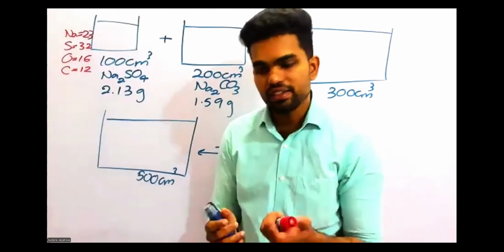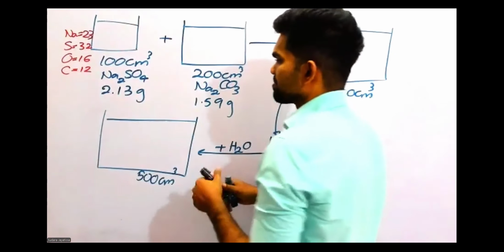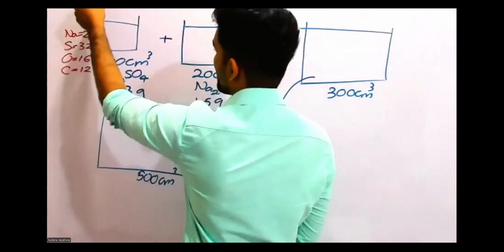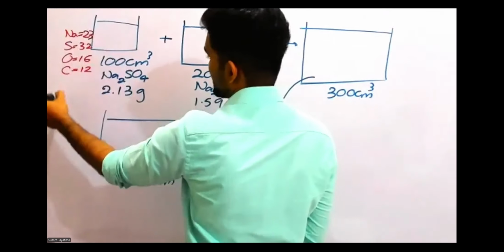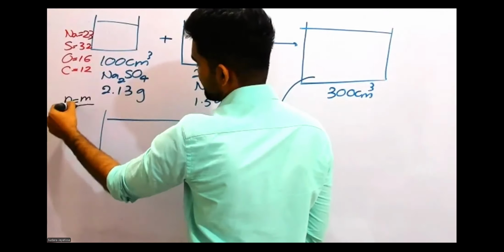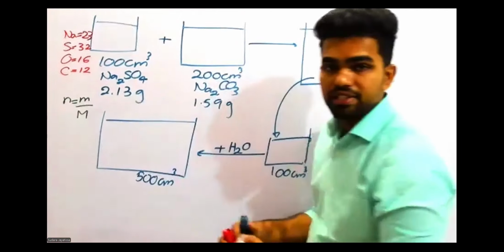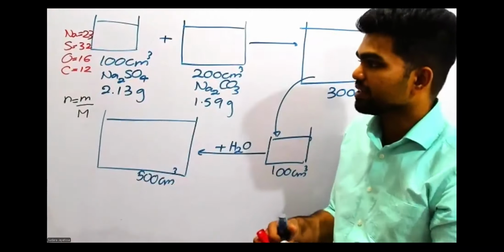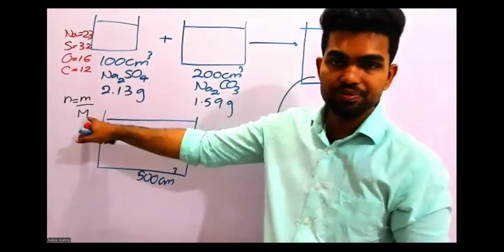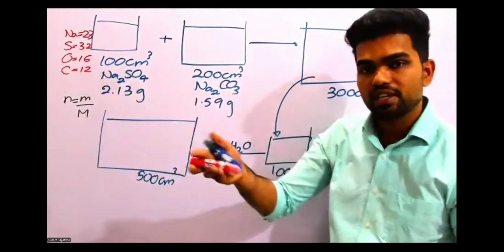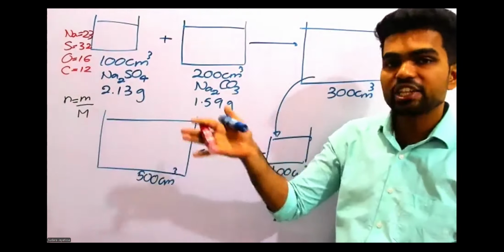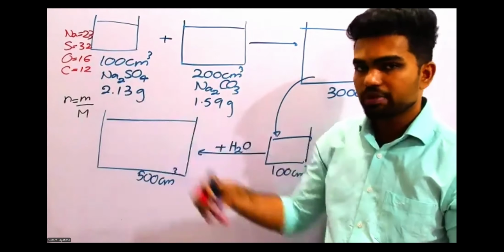In order to do that, we are using this formula. What is the formula? n equals small m over capital M. Mass over molar mass. For us to do that, we need the capital M values. So molar masses. How do we get the molar masses? By adding those relative atomic masses.